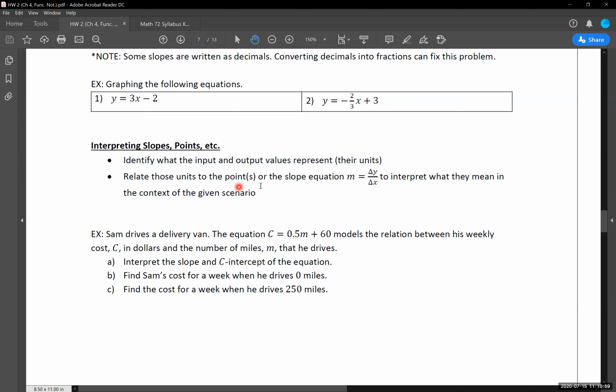So if I have the slope, or we relate those units and those identifications to points and the slopes that we have. And this is where the way we write out the slopes of the change in y over the change in x really starts to come in handy, especially with these interpretation problems. Let's say we're making up a problem here, but just making something up.